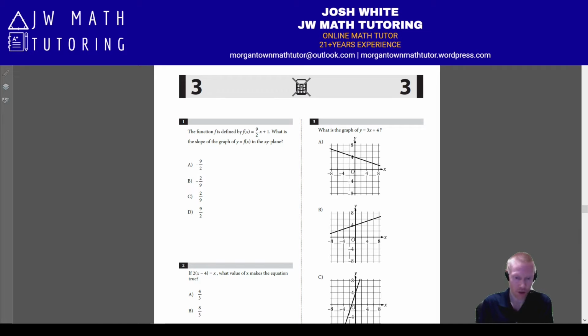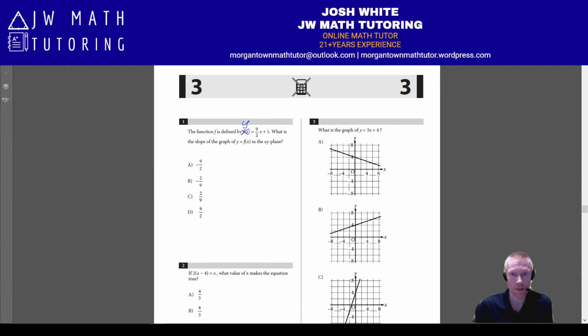All right, so starting with problem number 1. This is a fairly basic problem because you're just given essentially the equation of a linear function or of a line. It says here f of x equals 9/2 x plus 1, but you could just basically cross this out and replace it with y.